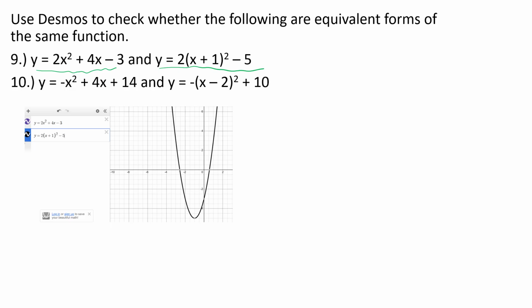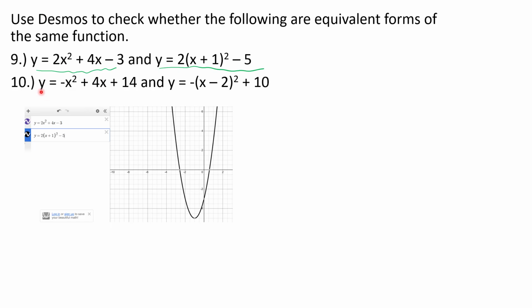So what you would do is you would graph them on Desmos. Right here, you can see in purple, I have 2x squared plus 4x minus 3. And then in the black, I have y equals 2 times x plus 1 all squared minus 5. And you can't see the purple graph there, but that's because the black one is right on top of it. If you have just changed the forms, that's all you've done. It's the same function. It just looks different in terms of what form it is in.